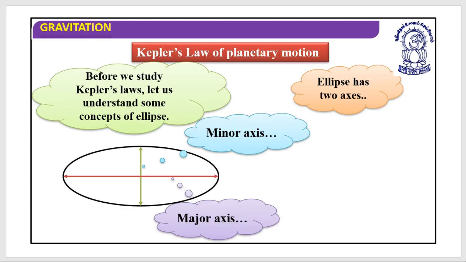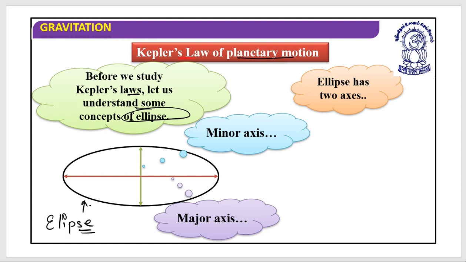So let's begin. It's Kepler's law of planetary motion. Before we start Kepler's law, let us understand some concepts of the ellipse, because every time we are going to deal with this when we are talking about the motion of planets or the motion of satellites around their central body. So let's understand what an ellipse is.